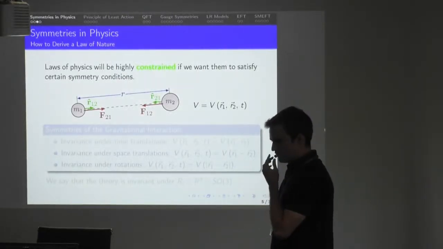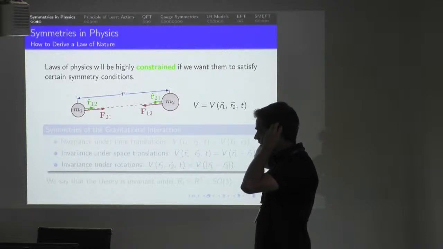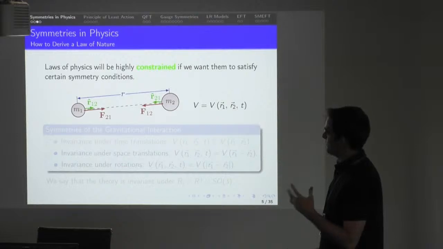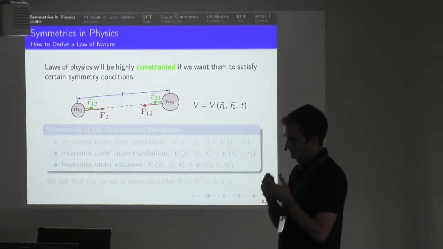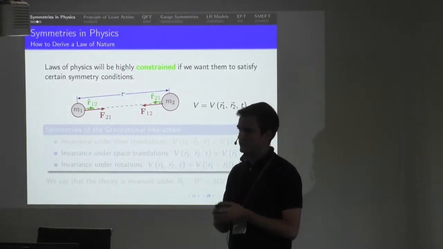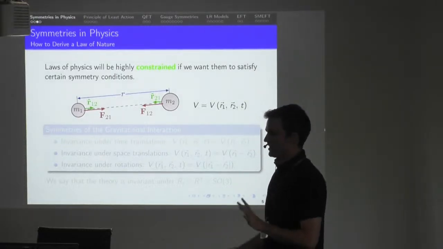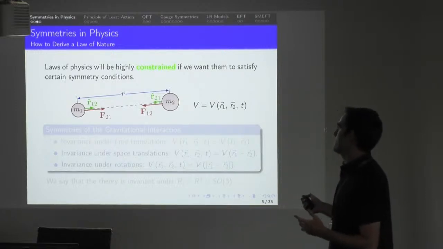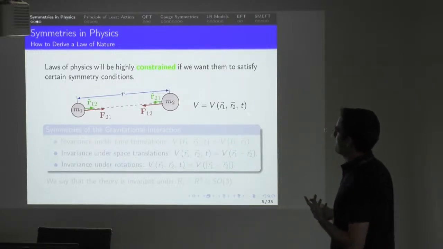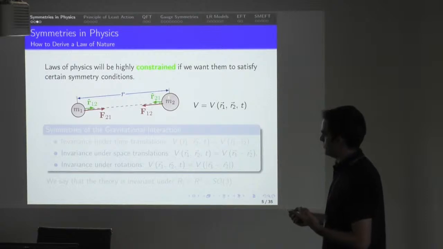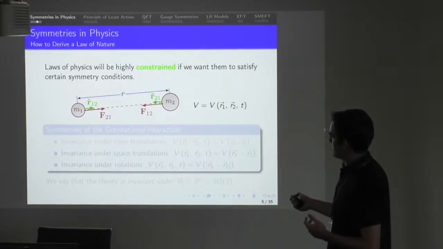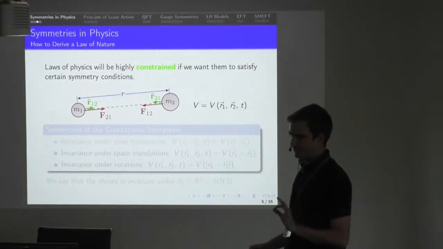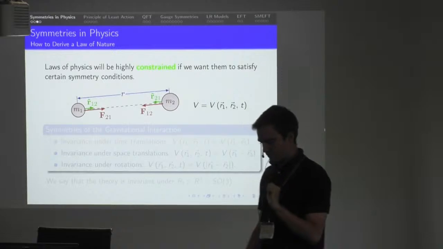So, I want to talk here about how to derive a law of nature. It is important to remark that laws of physics will be highly constrained if we want them to satisfy certain symmetry conditions. And as an example, I will use the gravitational potential. Let us imagine that we want to calculate the gravitational potential generated by a mass m2 on a mass m1, which are placed at r1 and r2 respectively, in an instant of time t.